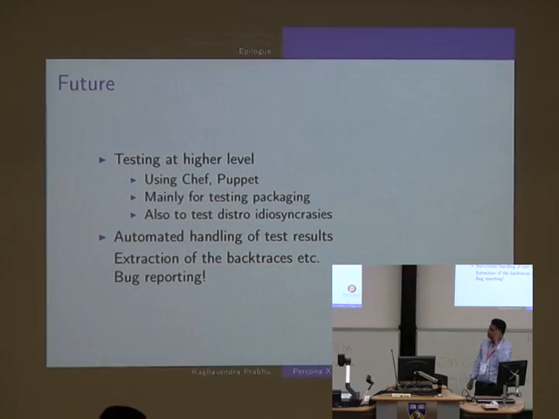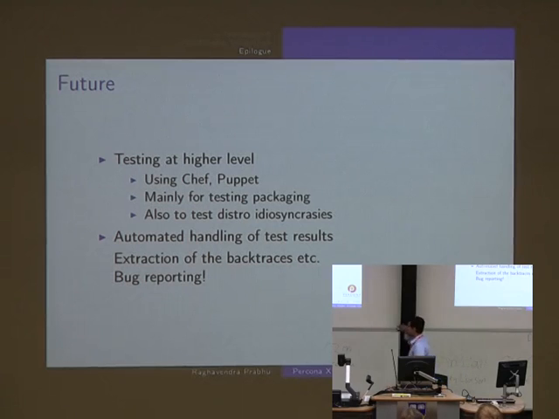Okay, and so this is the future. We want to test at a higher level with Chef, Puppet, and all. It helps in testing packaging. It also helps with distro idiosyncrasies, especially with Debian, where we have had certain idiosyncrasies for which we had to do many fixes. And also automated handling of test results.